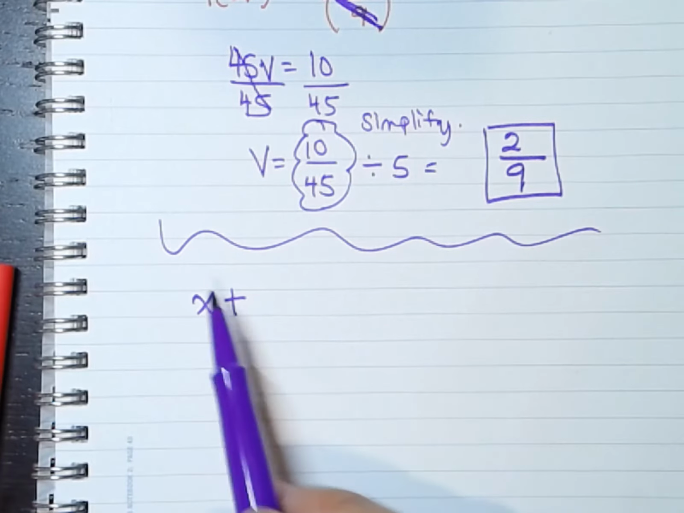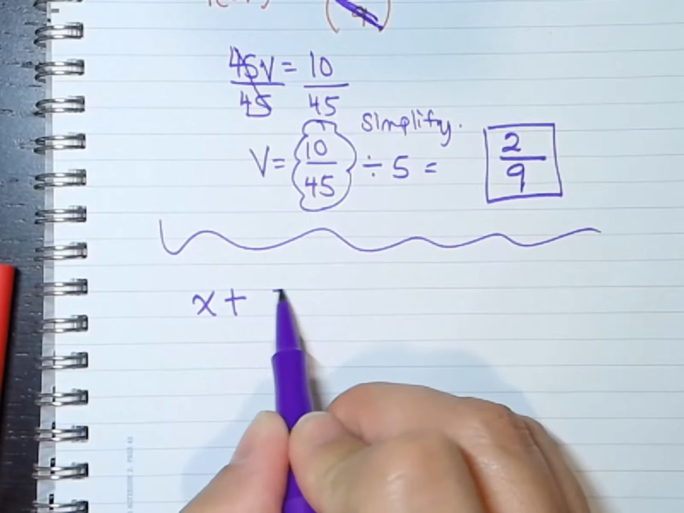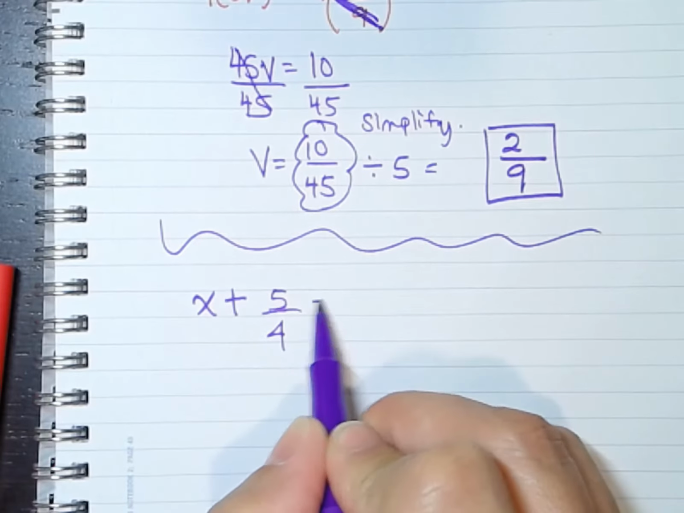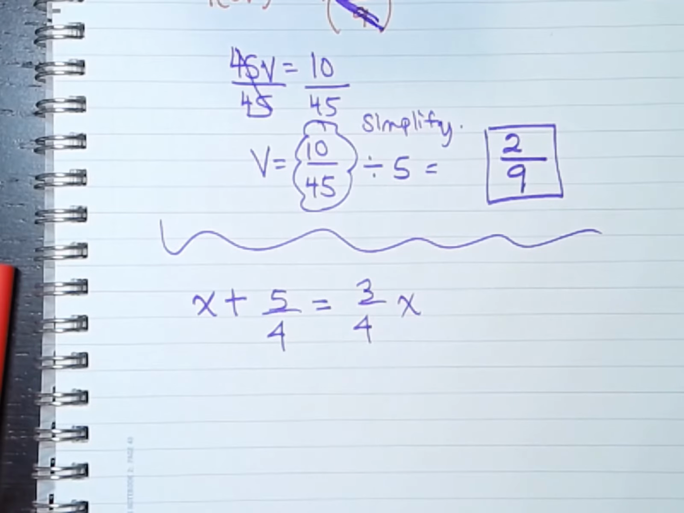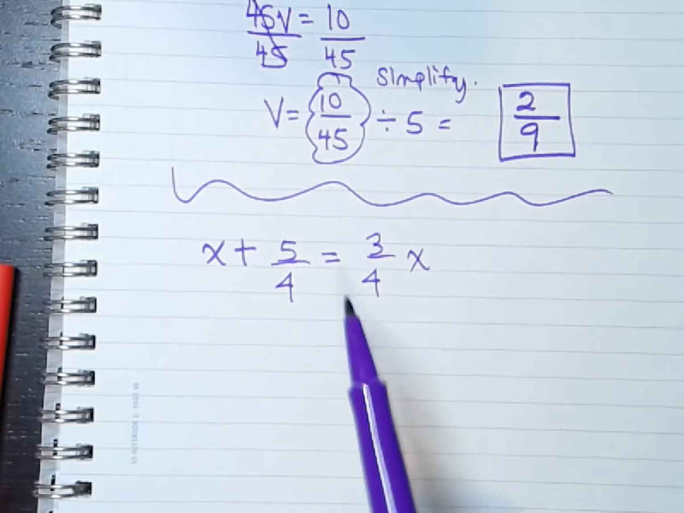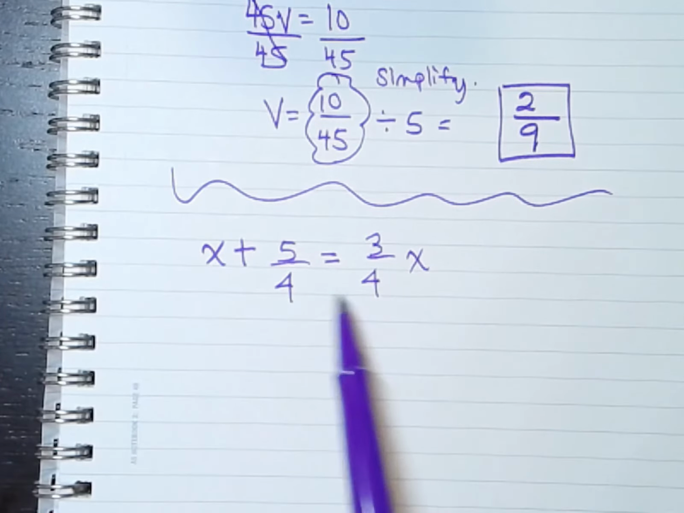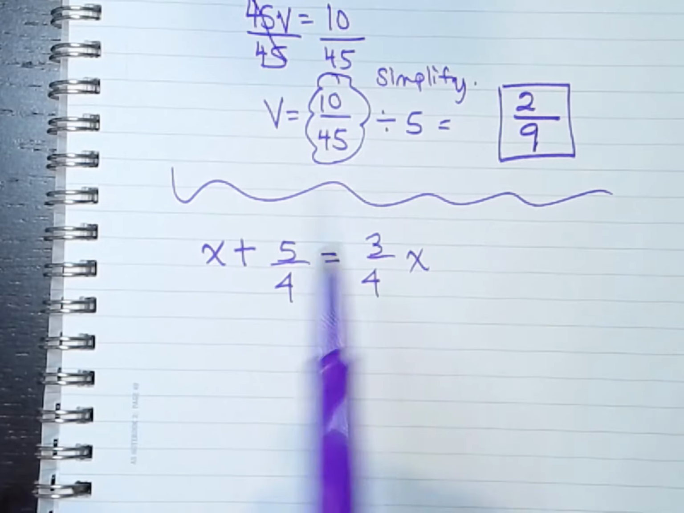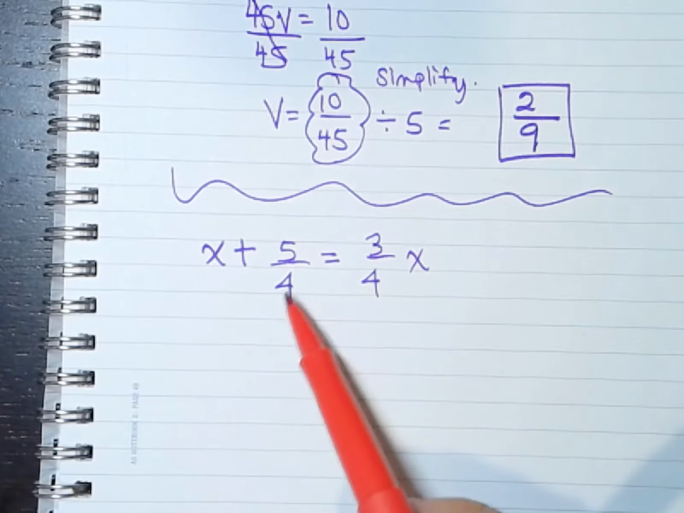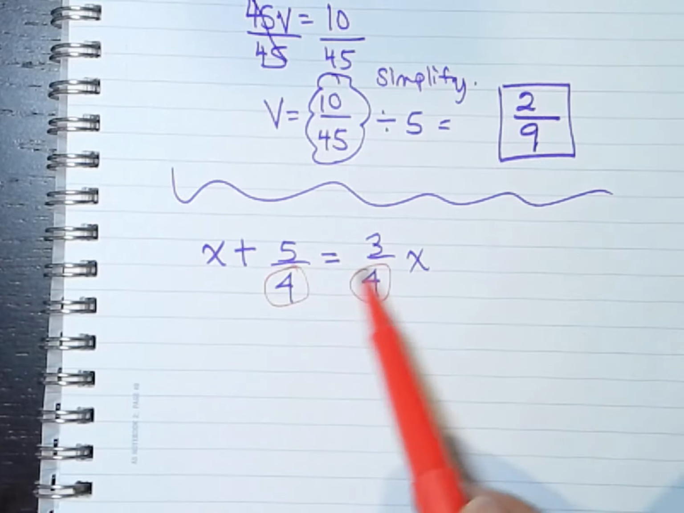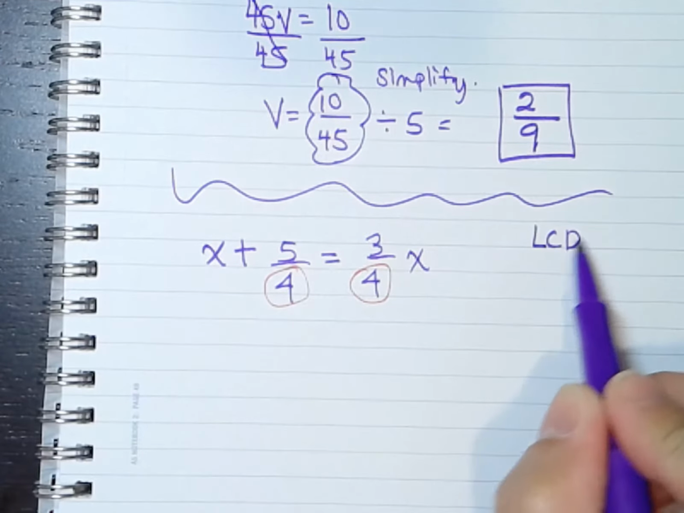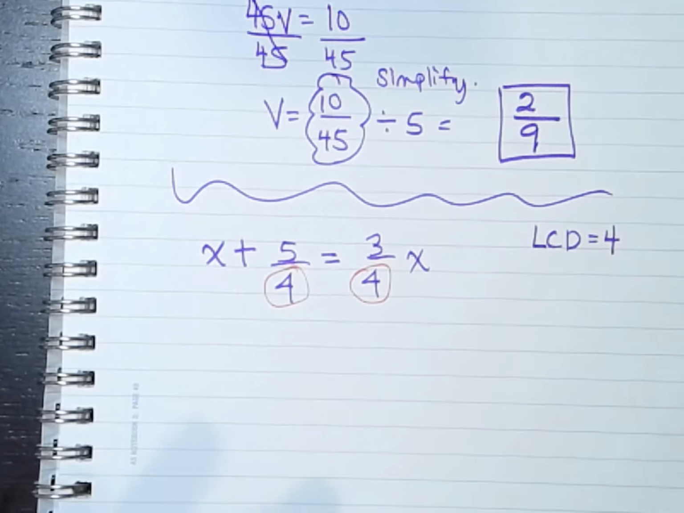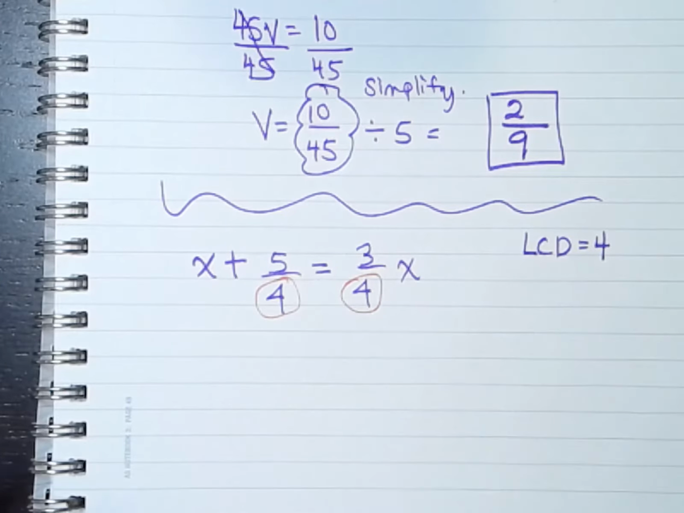Okay, suppose I had x plus 5 over 4 is equal to 3 over 4x. So this one's still kind of easy, but notice I have 2 fractions in this problem. But it's not that difficult because my denominators are the same. So my common denominator for this problem is going to be 4 because my denominators are both 4. So that makes it easy.